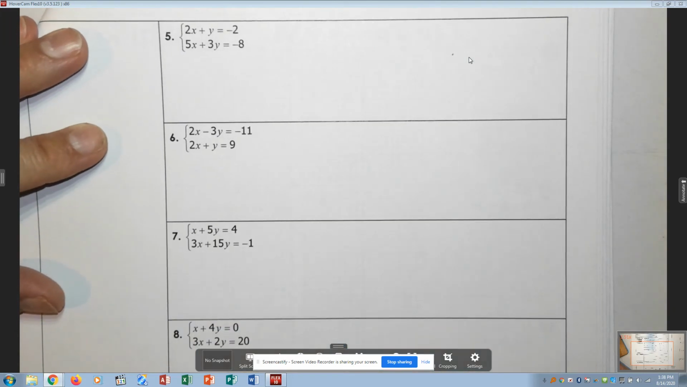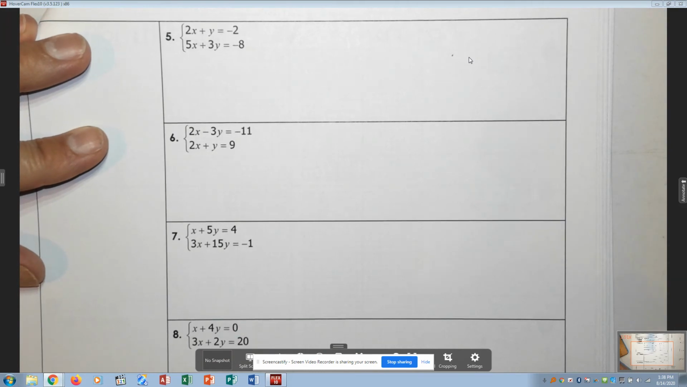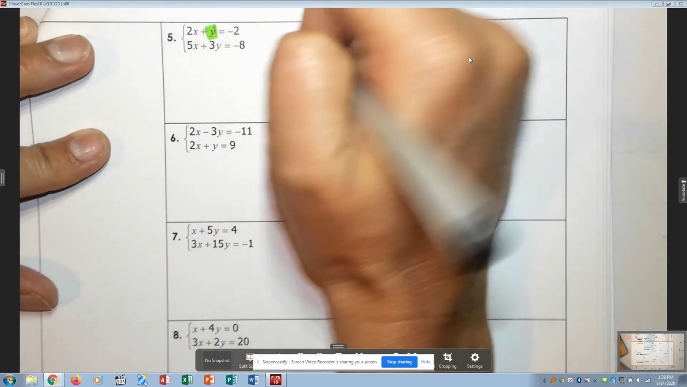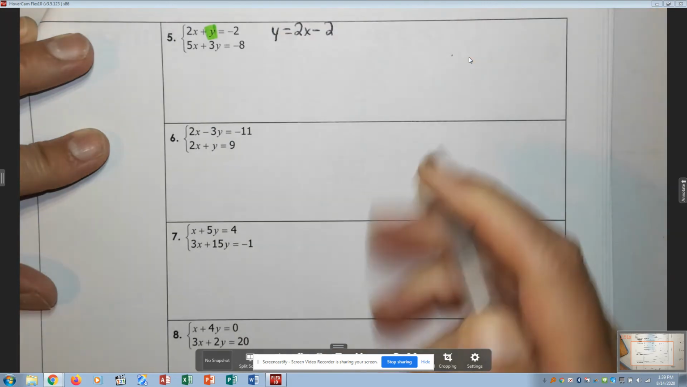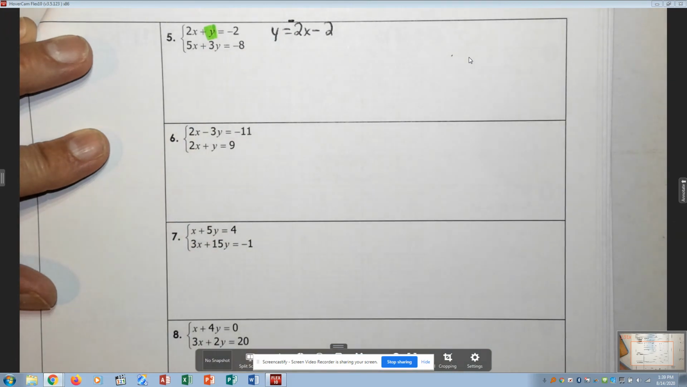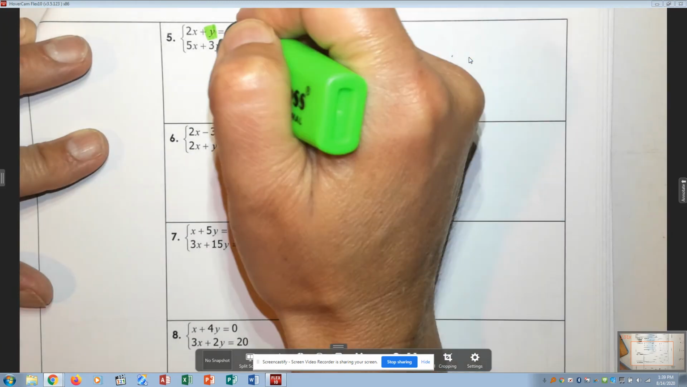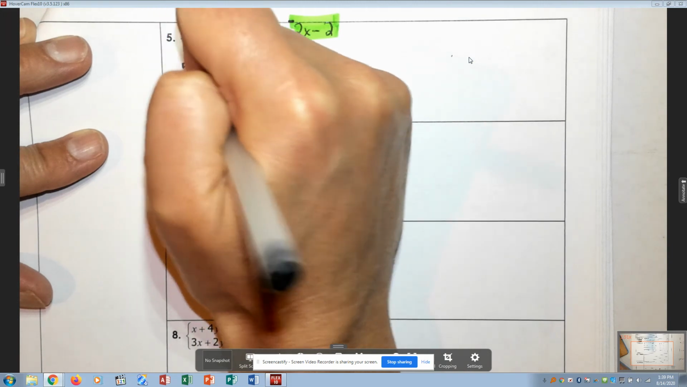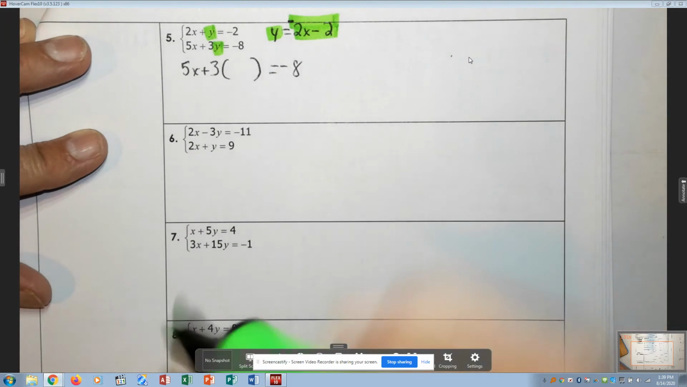Okay, 5. I do not have a naked variable solved for, but I do see a naked variable right here. So what I'm going to do is I'm going to rewrite this top equation like this. Oh, I got negative 2x. What am I doing? I got to subtract the x term. Okay. So if y is equal to this, then I plug it in for y. Okay. So I'm going to let you guys get started. 5x plus 3y equals negative 8. So go ahead and get started.